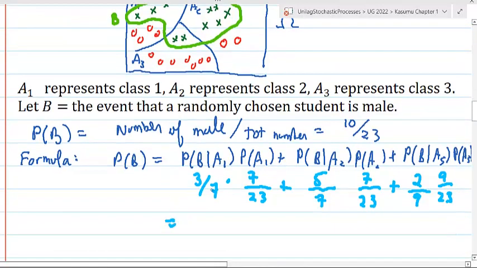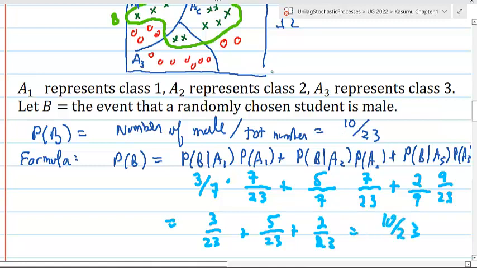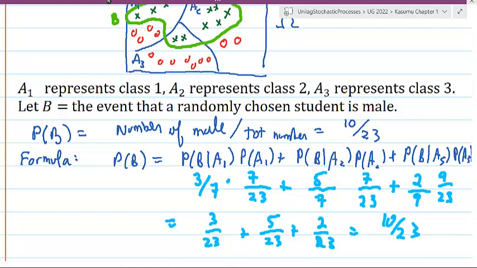This gives us, well, the 7's cancel, so I get 3 over 23 plus 5 over 23 plus 2 over 23. And that gives me 10 over 23. Okay? So these two agree. I do have the correct answer.